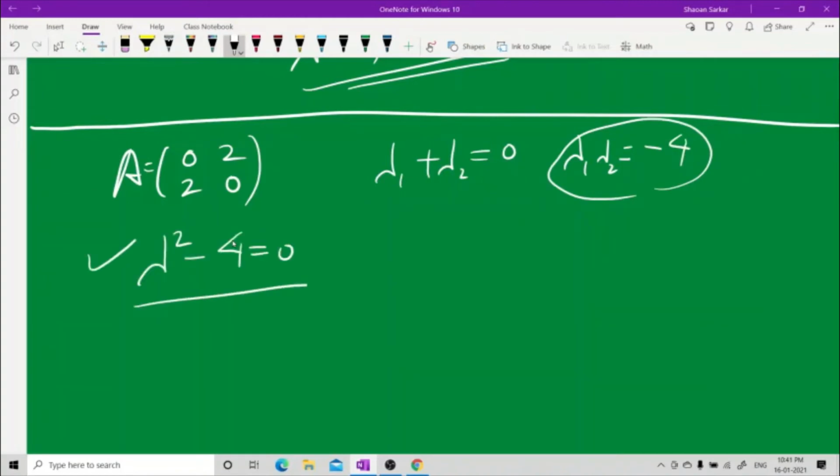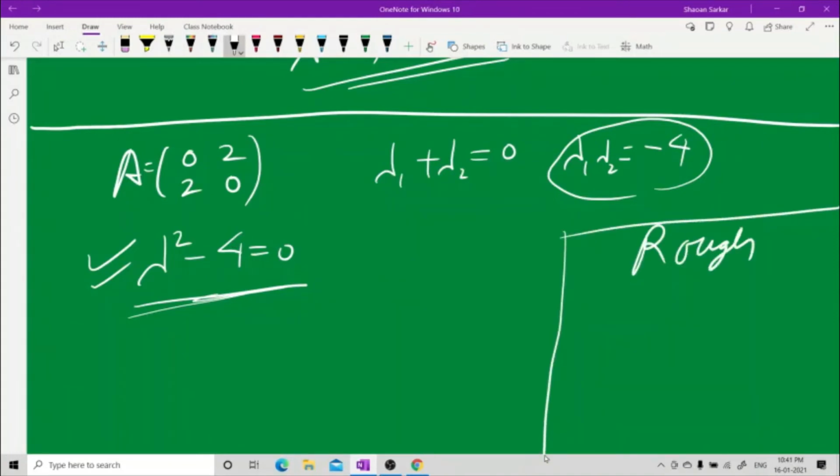See, you need to write this characteristic equation. Now, what I will do is something in the rough. Now see one thing. This is a 2 cross 2, that means there will be only two roots. What are the factors of 4? Write down the factors. Either it is 4 and 1, or it is 2 and 2.